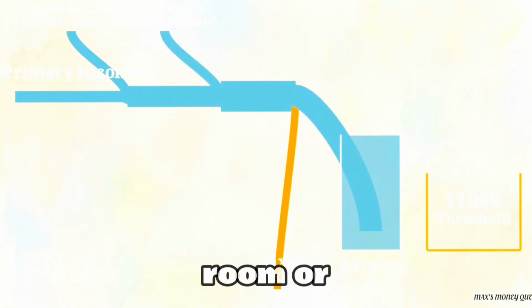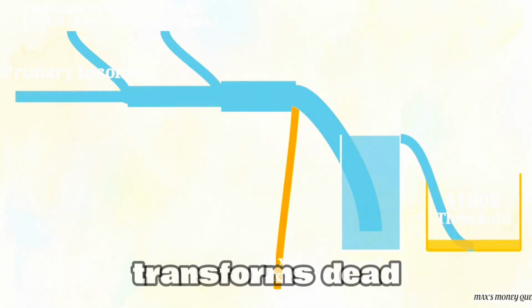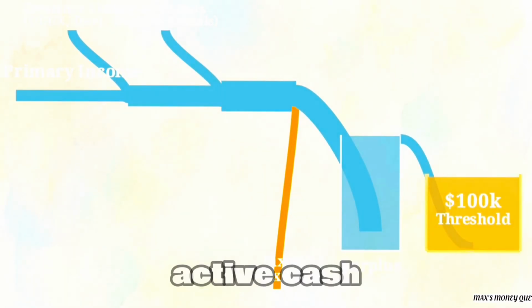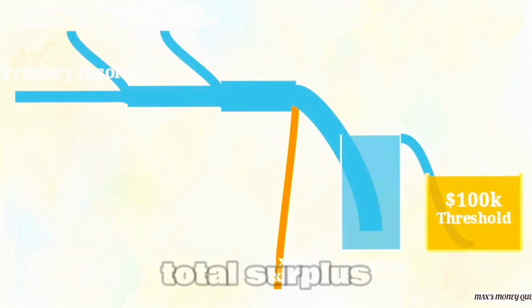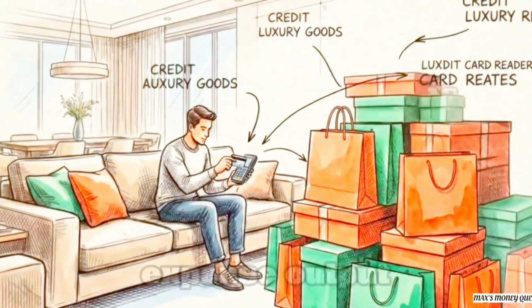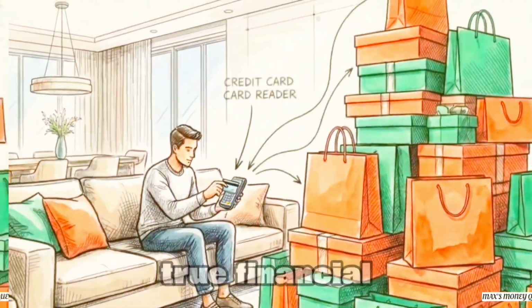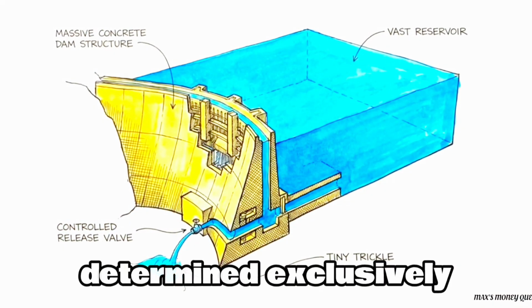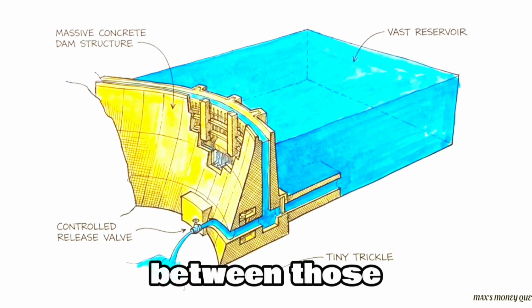Renting out a spare room or operating an Airbnb model transforms dead, unused space into an active cash-flowing asset, expanding the total surplus. Raw top-line income has 0 impact on your net worth if your expense output scales to match it. True financial velocity is determined exclusively by the width of the spread you maintain between those two streams.